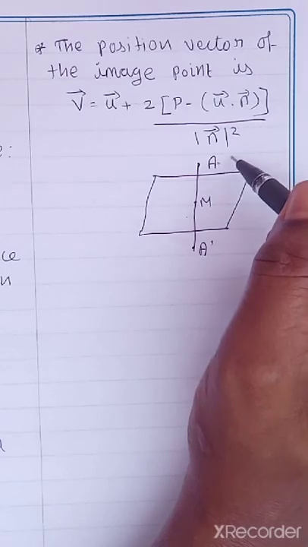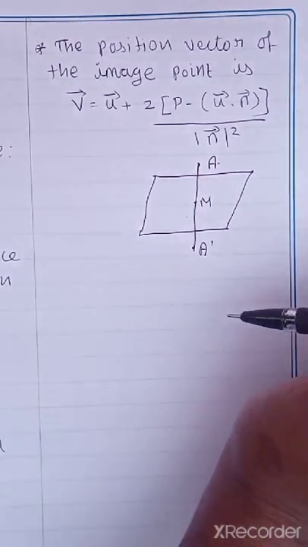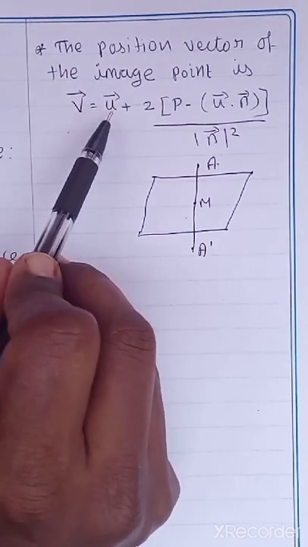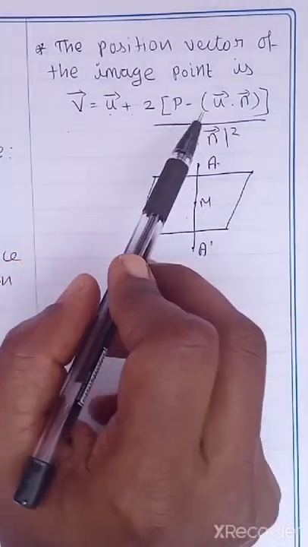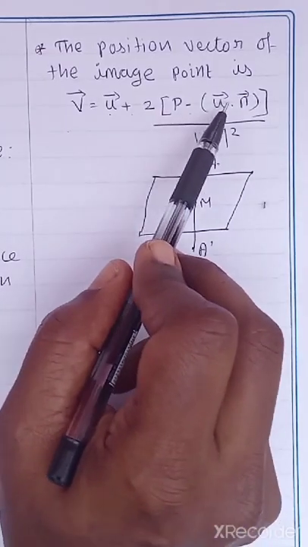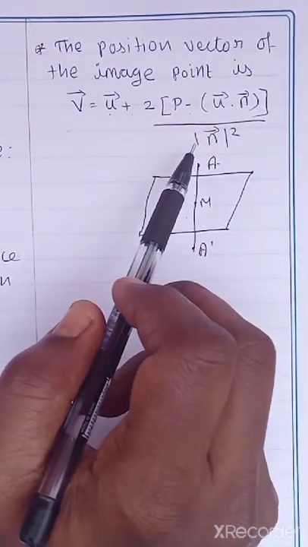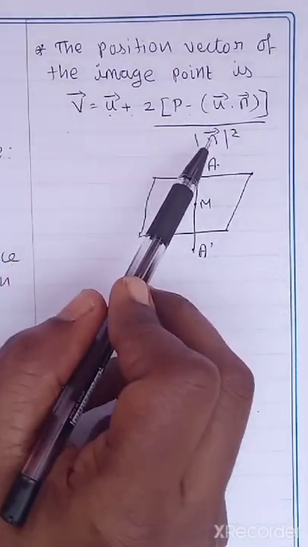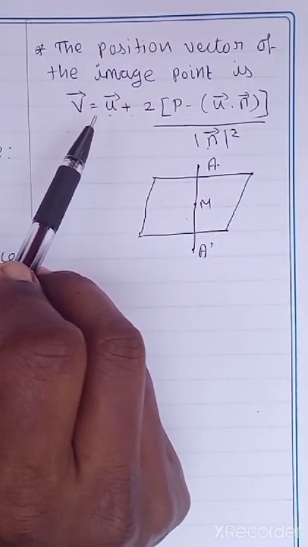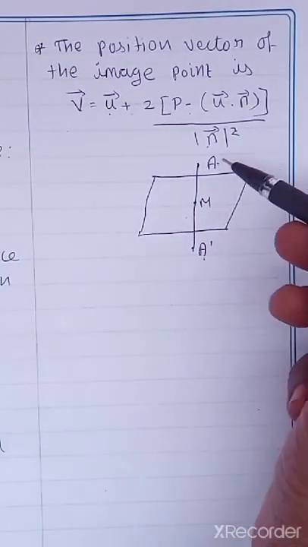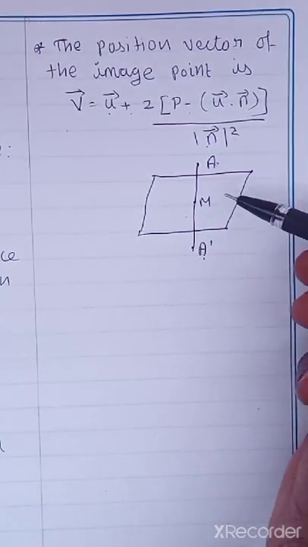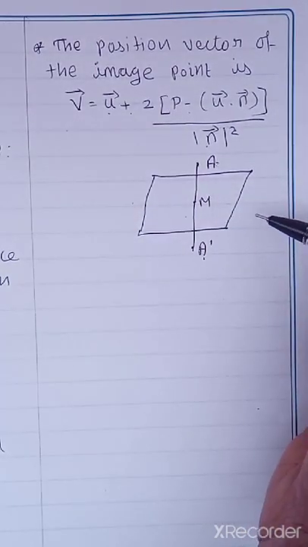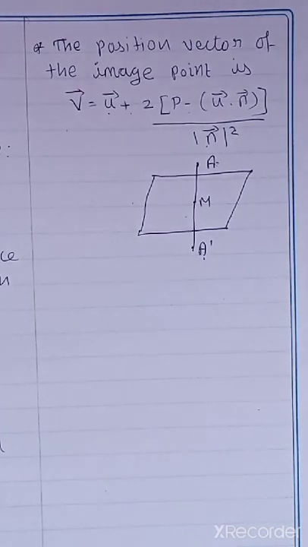To find out image point of a plane, we are going to use the formula v vector is equal to u vector plus 2 of (p minus u dot n) by mod n squared, times n. So what is this v? V will be a position vector of the mirror image A dash of A. Okay, and always we know this A dash is perpendicular to the plane, correct? Okay, so these are the formulas.